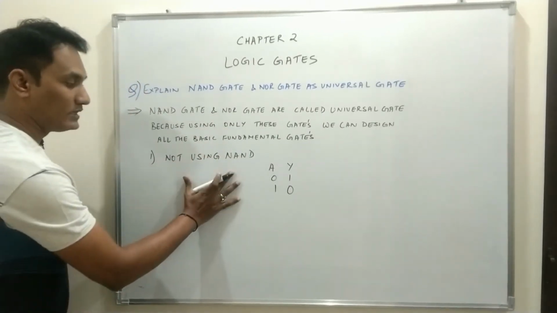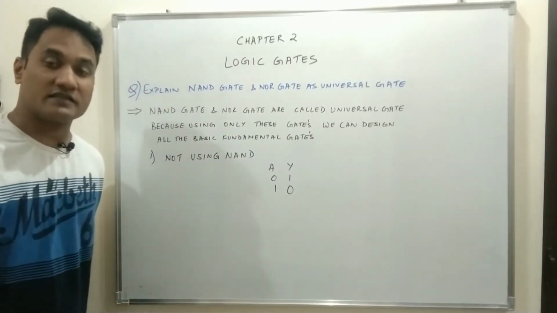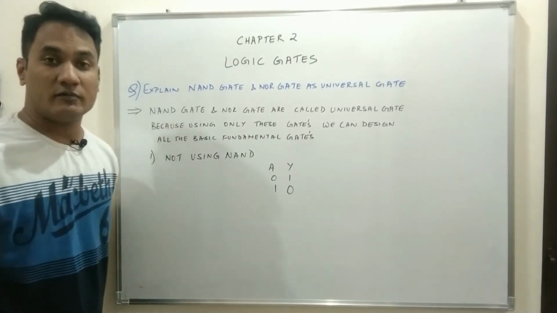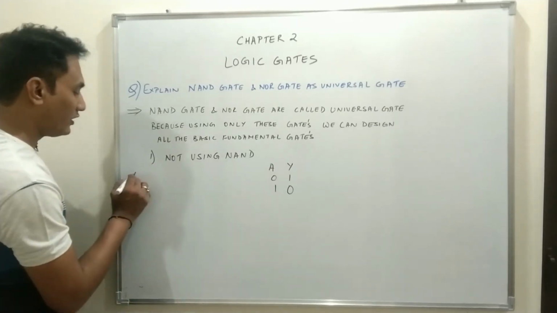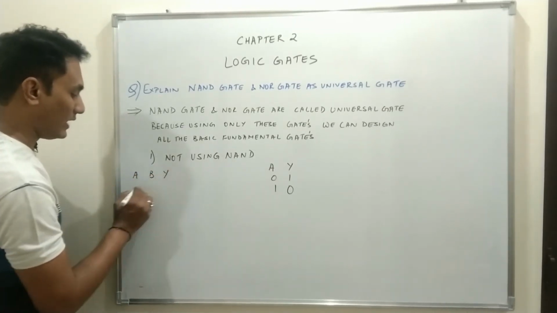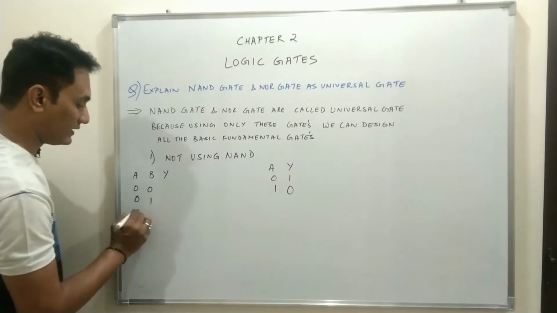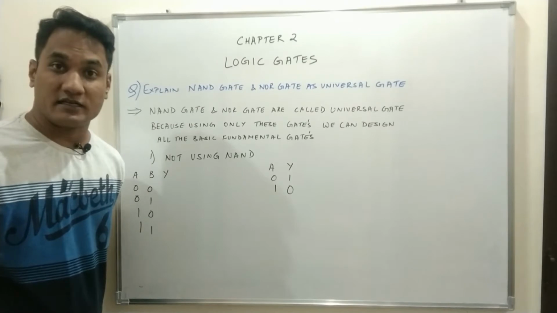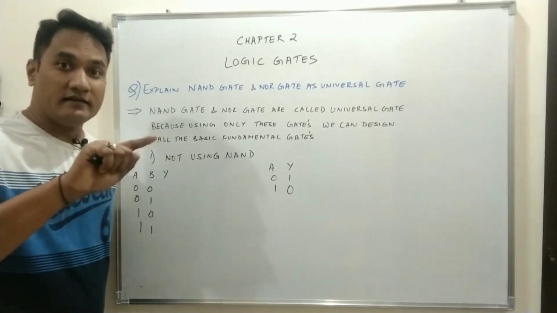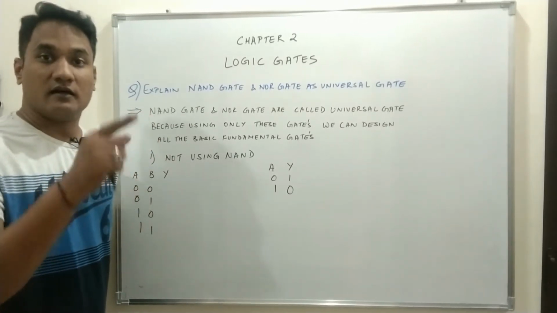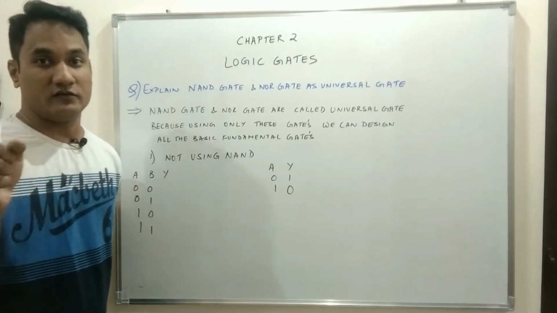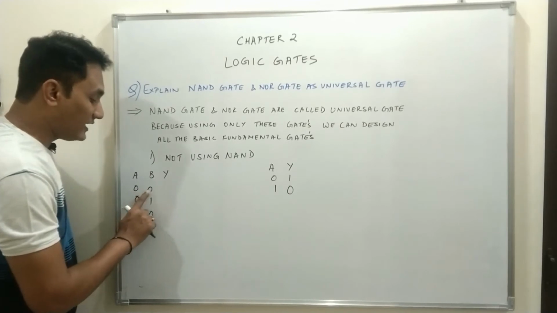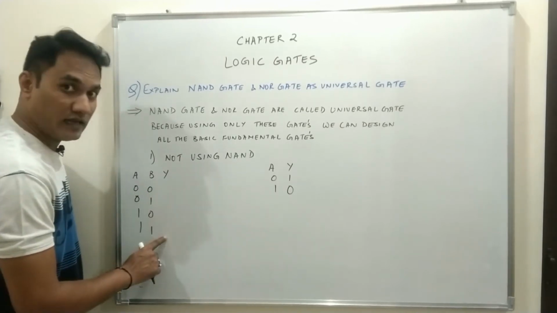Now before going to the diagram part, just try to recollect the truth table of NAND gate. So what is the truth table of NAND gate? A, B, Y: 0, 0, 1; 0, 1, 1; 1, 0, 1; 1, 1, 0. Now in case of NAND logic, what is NAND? AND complement. AND is complemented, then you get NAND gate. So what you have to do is apply AND logic, and the complement of that you have to write in the last column.